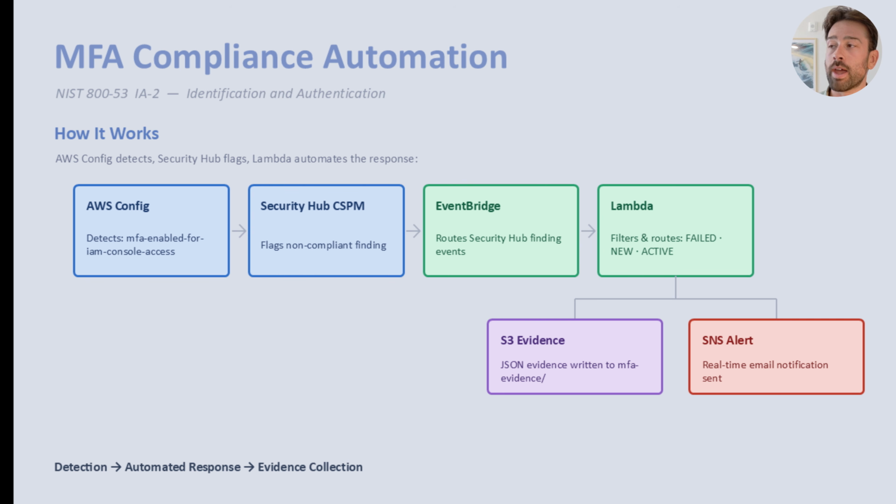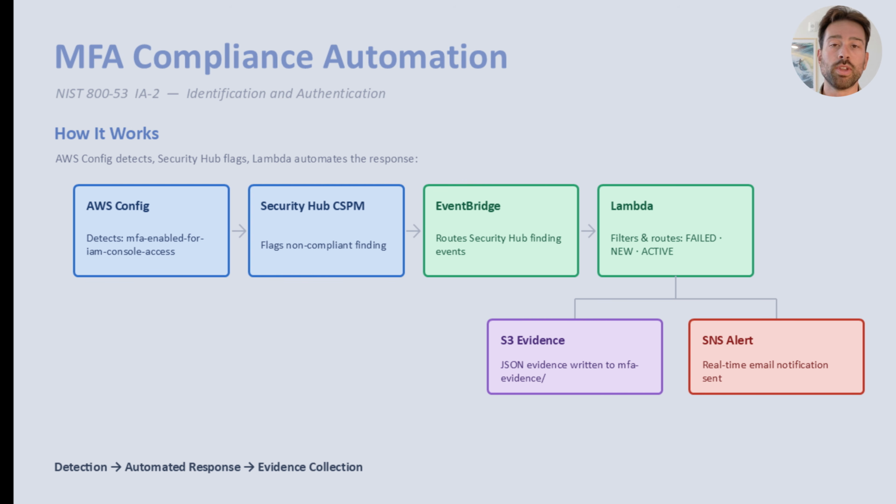So between the two, we've detected the issue, but nothing has actually happened yet from an automation perspective. And that's where EventBridge and Lambda come in. You see, EventBridge detects that new Security Hub finding, and it's automatically going to invoke our Lambda function that we're going to build throughout this lab. So that Lambda function performs the automation for us. It's going to write the evidence to S3 and send an alert through SNS, so the security team can be notified immediately when that user or control becomes non-compliant.